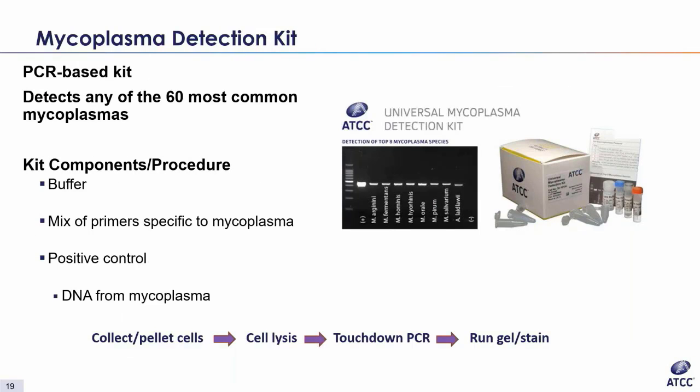Mycoplasma contamination can be detected through a number of kits available on the market. The Universal Mycoplasma Detection Kit from ATCC is a PCR-based kit that can detect 60 of the most commonly identified mycoplasma species. To put it in perspective, over 90% of contamination is caused by just a few species. The kit comes with primers that are unique to mycoplasma, with mycoplasma DNA as a control. To test for mycoplasma, simply collect and lyse cells from your culture, perform a touchdown PCR, and run the product on a gel. If the cell culture is contaminated, a band will appear at the same location as the positive control.